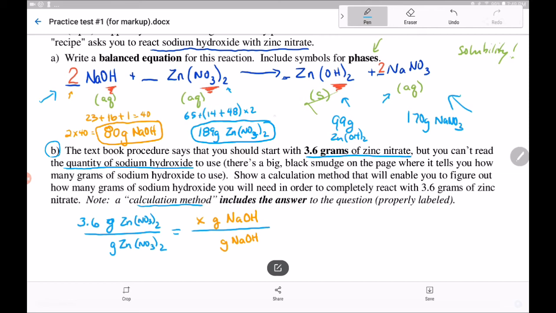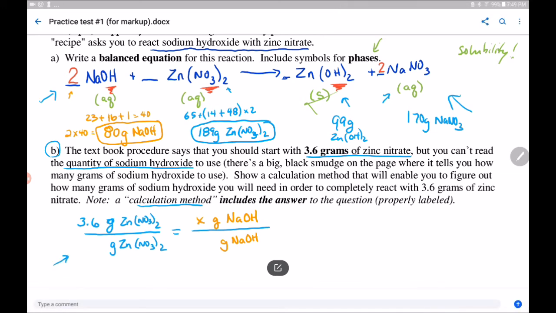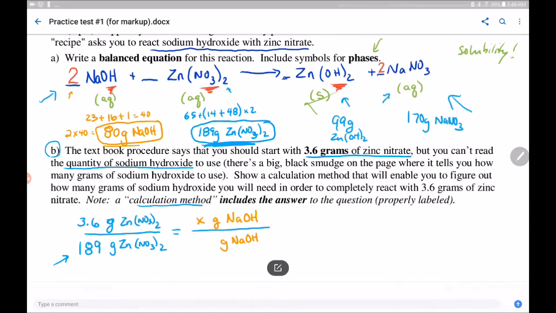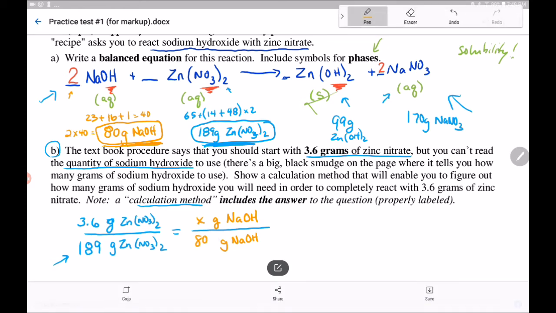Okay, so this number right here in the proportion needs to come from the recipe, which is right here. That's why we did the molar masses. 189 grams of zinc nitrate in the original recipe. For the sodium hydroxide, I'm using this number I circled in orange. It's 80 grams. So this is the setup for the calculation method. This itself is worth most of the points. So if you don't get the right answer, you will still get much partial credit if you can set up the proportion with well-labeled numbers.